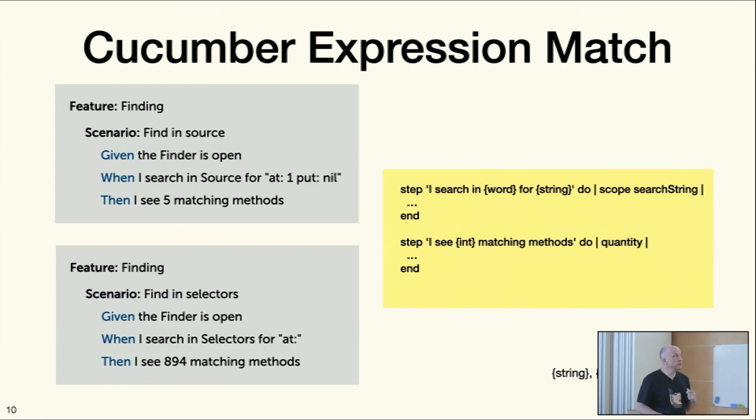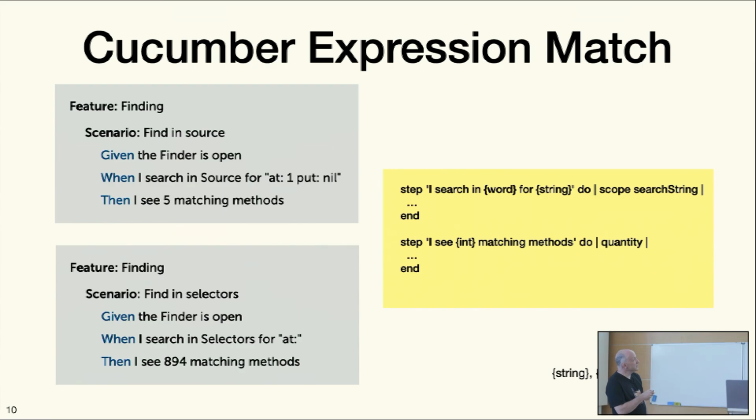And one of the arguments that we can give is what they call cucumber expressions. And a cucumber expression is something that looks like this. Yeah? Something between braces. So an identifier between braces. And the identifier that you see here is actually the type of the thing that you expect, or that you want to have in your code. So for instance here, when it says, I see int matching methods, then this quantity argument of this block will have an integer, a real integer object as a value. That's the idea. And the same here for word and string.